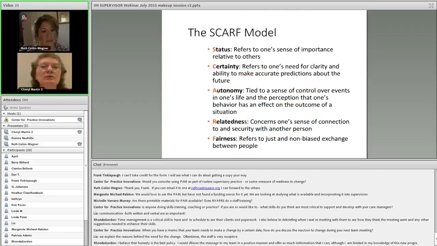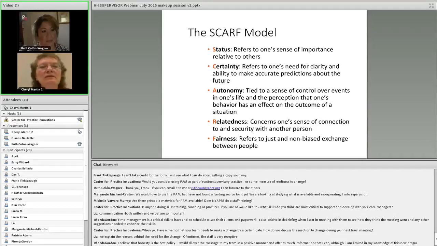So status refers to one's sense of importance in relation to others. So whenever we're in a relationship where we feel that we're less important, it's going to be difficult to build that kind of trusting, caring respect that we've all talked about. To have a sense that you're as important as the other person is certainly important when you're the one being served.